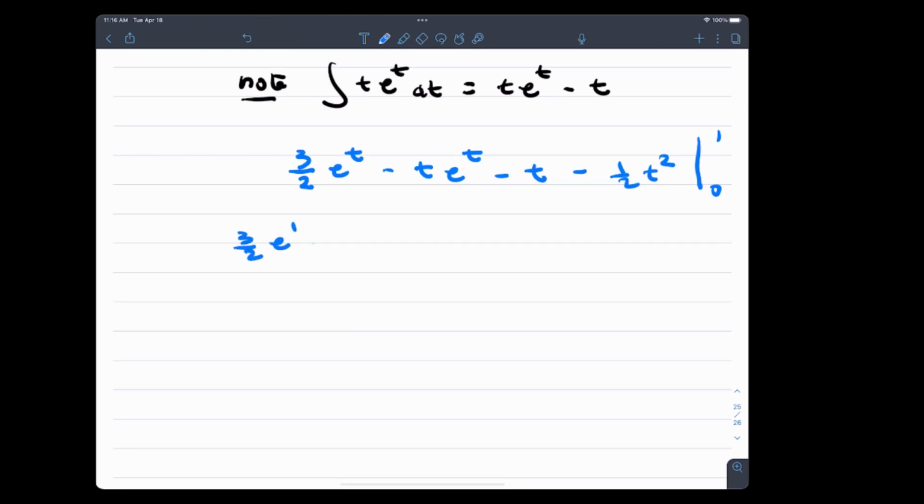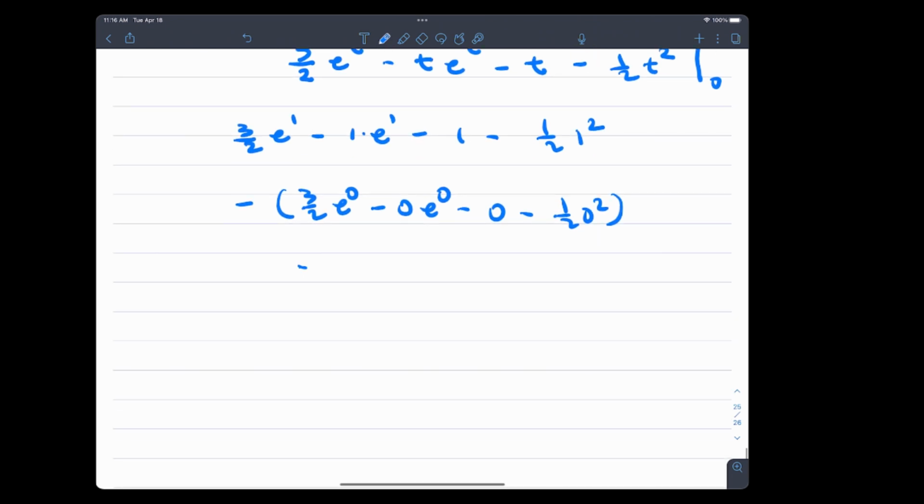So this is kind of a nice thing. 3/2 e^1 minus 1 e^1 minus 1 minus 1/2 1 squared minus, now that's 3/2 e^0 minus 0 e^0 minus 0 minus 1/2 0 squared. And you end up with 3/2 e minus e minus 1 minus 1/2. I think all of that, don't forget, there's a minus 3/2 here, right? Because e^0 is 1, so that's a minus 3/2.